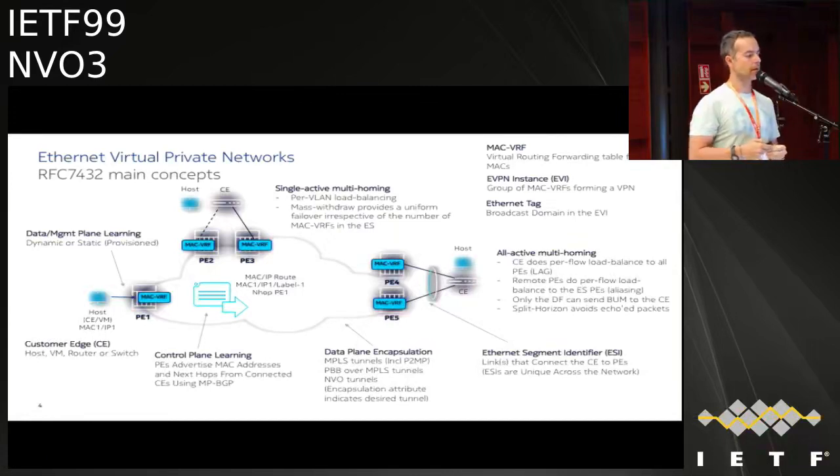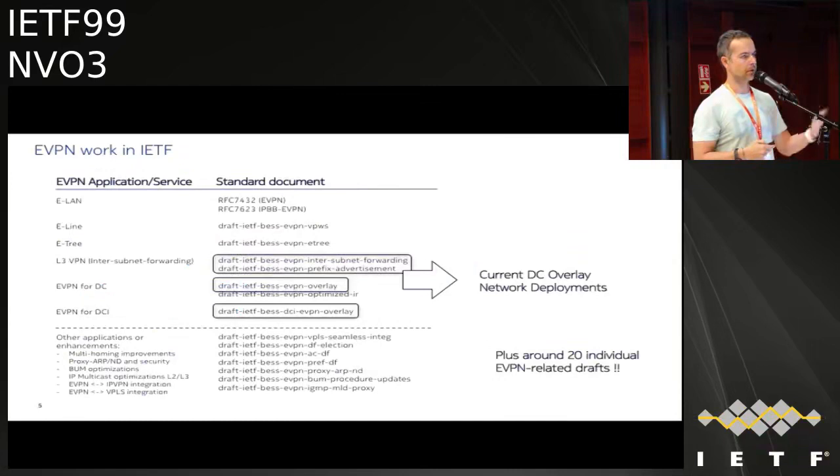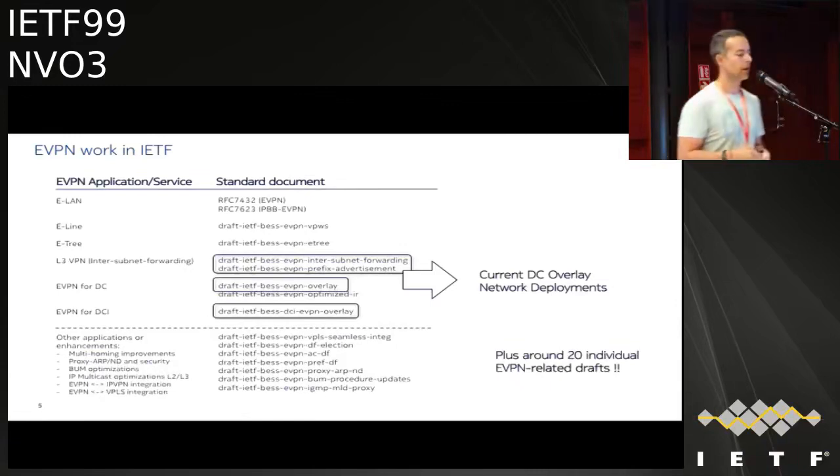But as I said before, since RFC 7432, EVPN has evolved a lot. So we have a lot of documents. And here you have some of the most relevant documents we have for EVPN. Above the dashed line, you have a bunch of documents. Some of them are RFCs. Some others are already drafts in last call. And they pretty much define all the services that you need. And some of them are specific to the use case of the data center and the DCI, right?